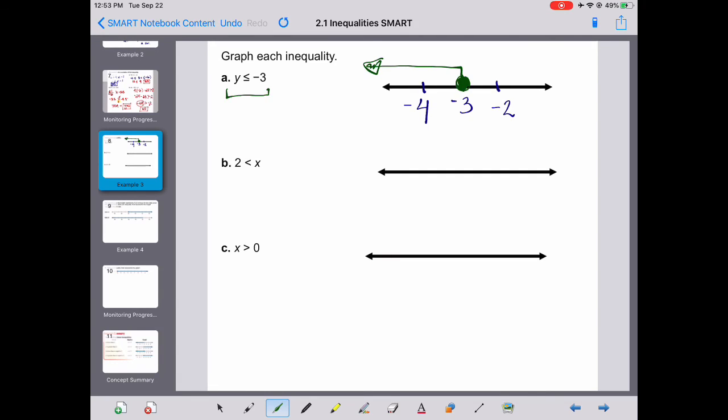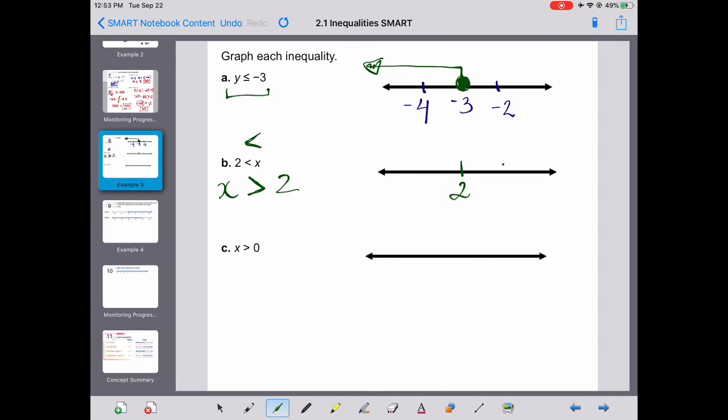Okay, next problem. 2 is less than x. Do me a favor, and anytime you see the number to the left, switch it so the variable is to the left. So I'm going to rewrite this as x. Think of this as an alligator sign eating the x, so I want to make sure it's still eating the x. And then put the 2 on the right. So x is greater than 2.